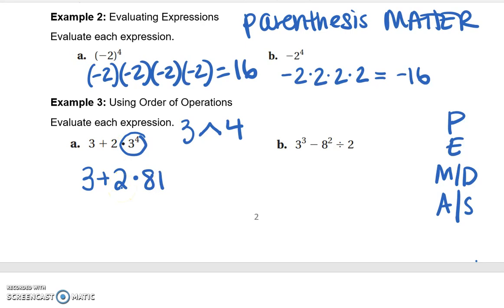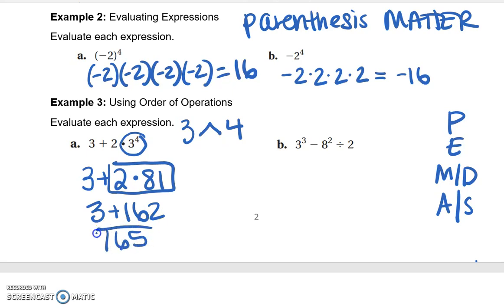I just copied everything else down. Okay, now I see multiplication. I'm going to do that next. 2 times 81 is 162. So I have 3 plus 162, which is 165, which just so happens to be my final answer.